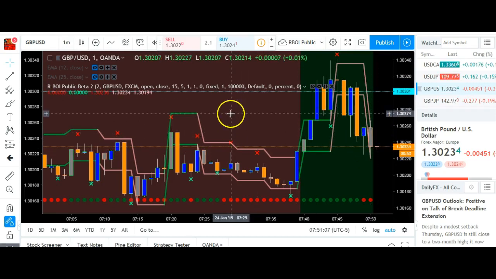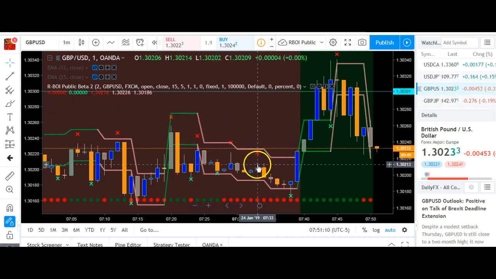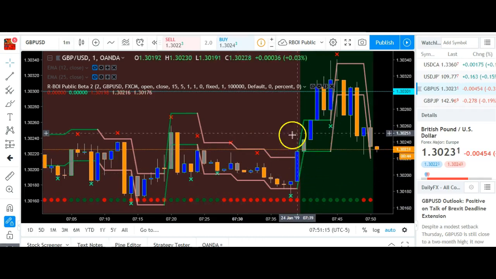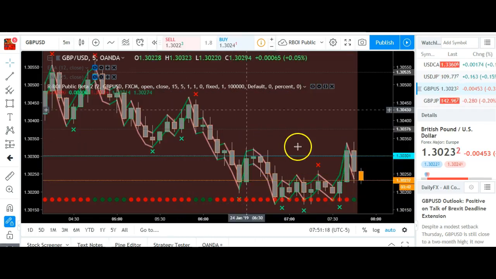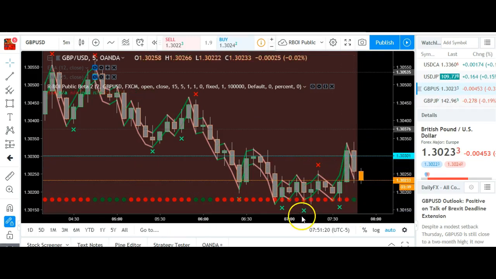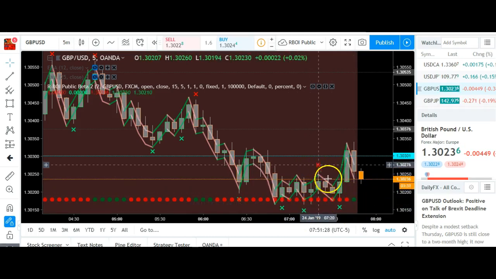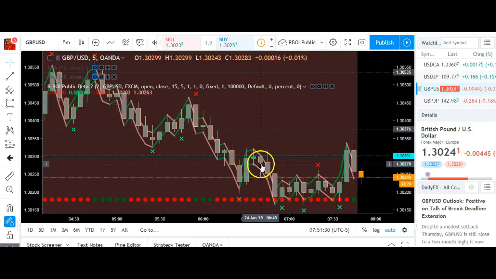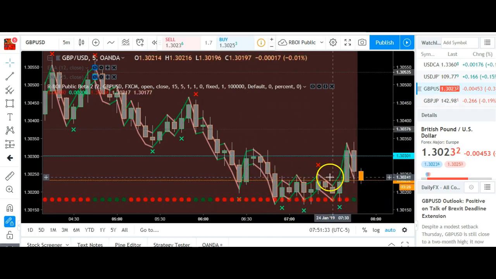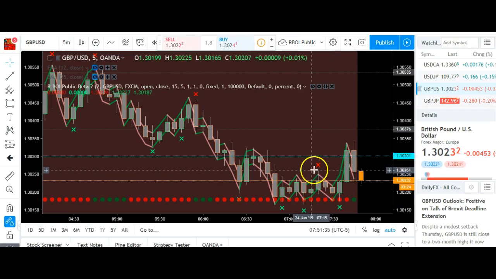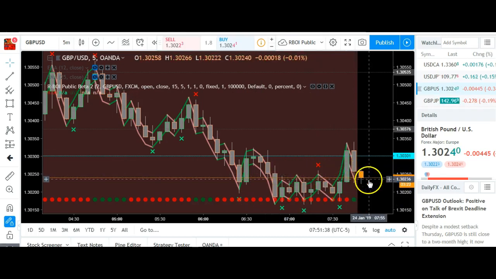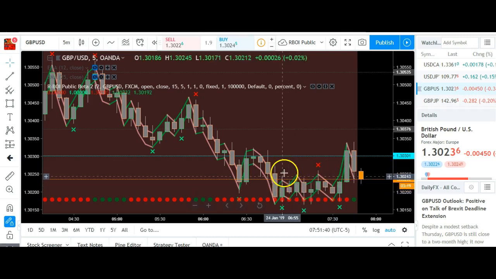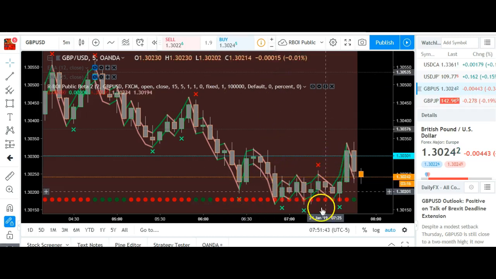Oh, I didn't mention this also. You see these little crosses. You'll see them on all levels. These crosses are possible turning points in the market. You might call it support, resistance, whatever you want to call it. These are just possible points where the market might reverse. So I keep that in mind also.